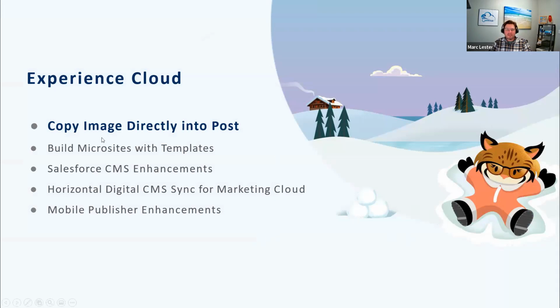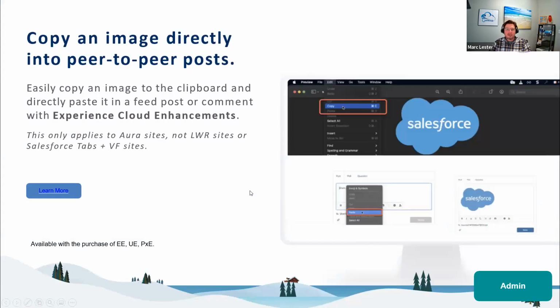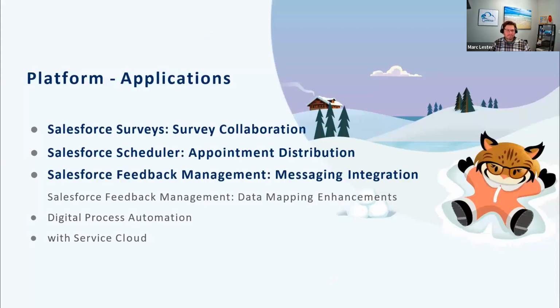There was one other one here about copying an image directly into a post in Experience Cloud, which looked kind of cool. But in today's world, I just wanted to point out, this is only for Experience Cloud enhancements on Aura sites, not Lightning Web, LWR, or Salesforce tabs and Visual Force. But that's the start of us being able to just copy and paste instead of constantly having to download and save a file only to upload it again into a post. So that's a little time consuming and eats up space on your computer if you have to constantly do that.